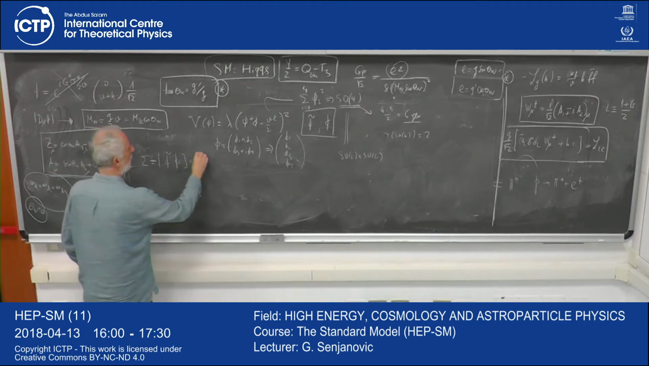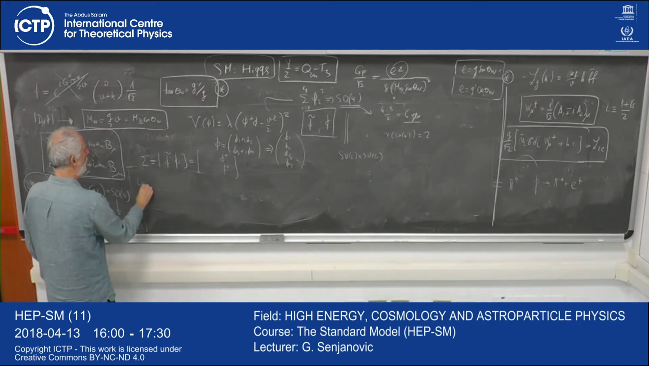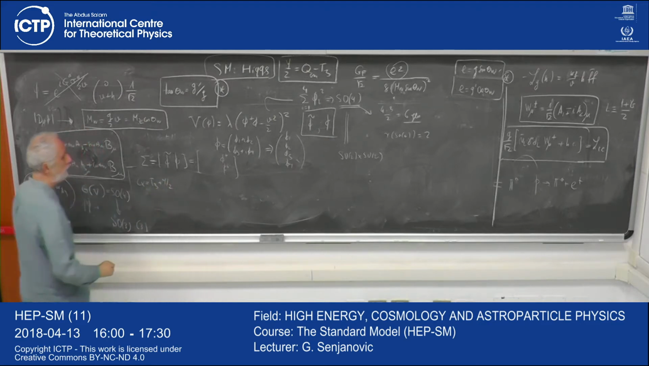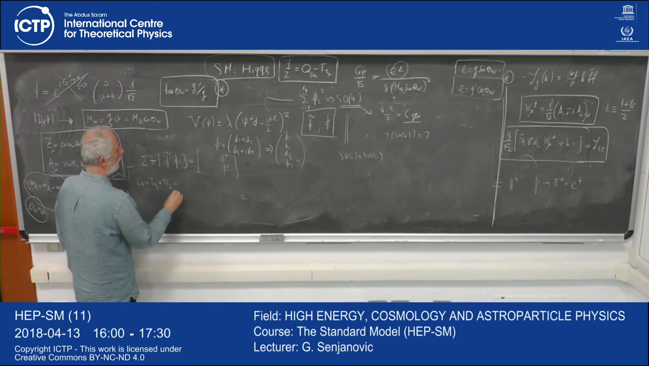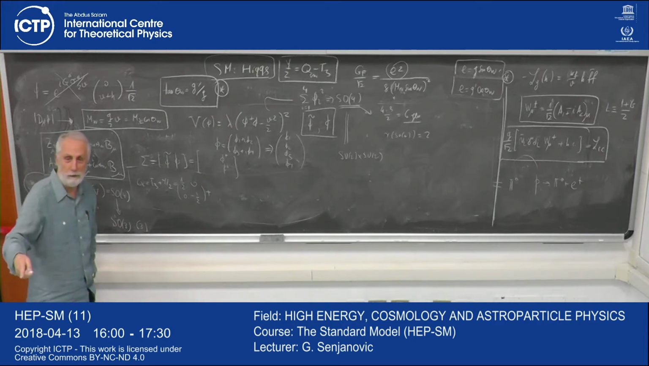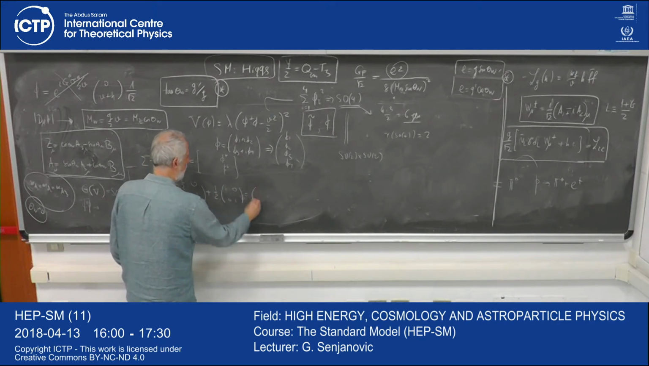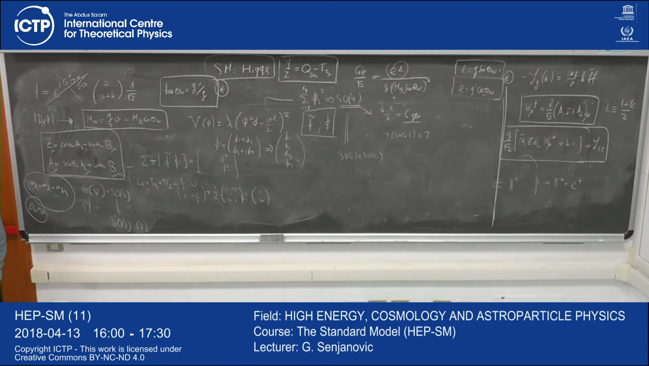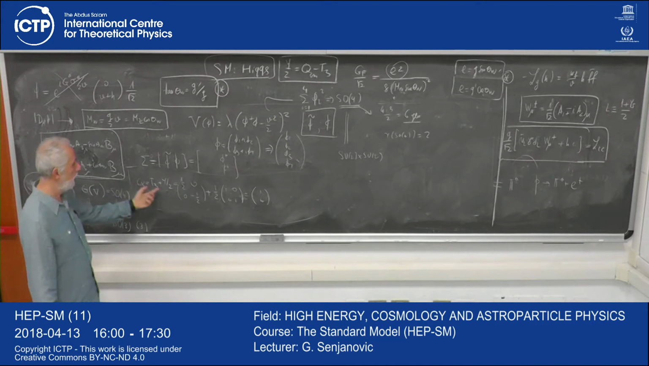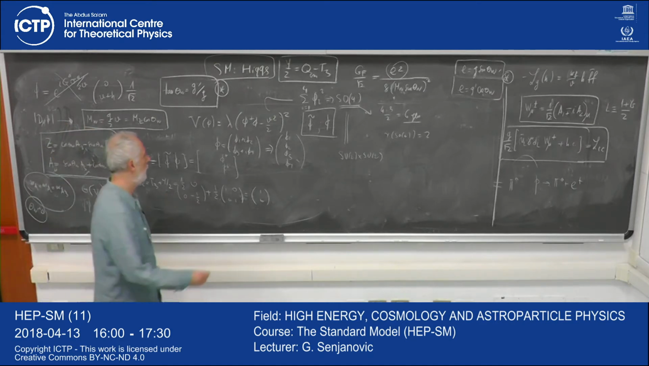Let me be more clear. How does phi look like? It looks like phi plus, phi 0. Why? When I wrote Q is T3 plus Y over 2, what are the charges? T3 is 1/2, minus 1/2. What is the hypercharge for the Higgs, which you accepted? You have no choice. It's 1, 1. These are the values of the charges in a doublet. The upper guy has to have one unit more, that's the difference of T3. Y is always the same because it's orthogonal to SU2, a direct product. So this is phi plus, phi 0.